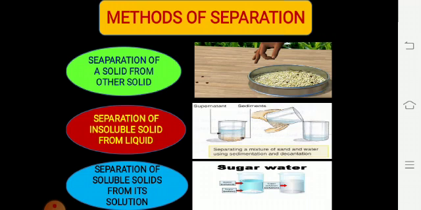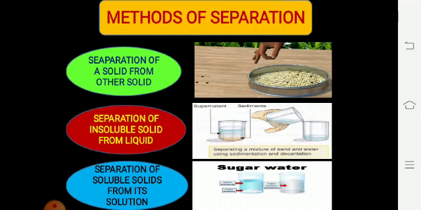As you can see, we have to separate the solid particles from another solid, the useful substance. As you can see, pebbles are mixed with pulses or rice. Next is separation of an insoluble solid from liquid. If we dissolve sand, soil or chalk powder in a liquid, all these solids are insoluble, like muddy water. We have to separate the mud or dust from the water. This is the process of separating an insoluble solid from liquid.